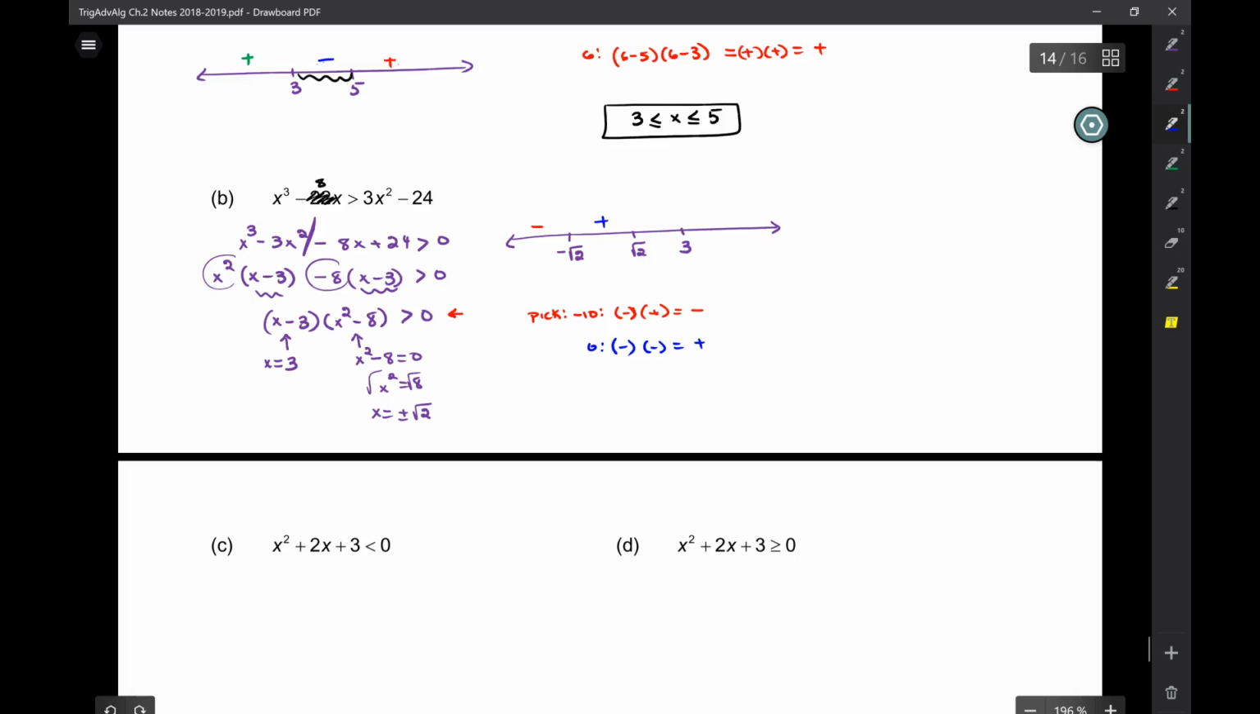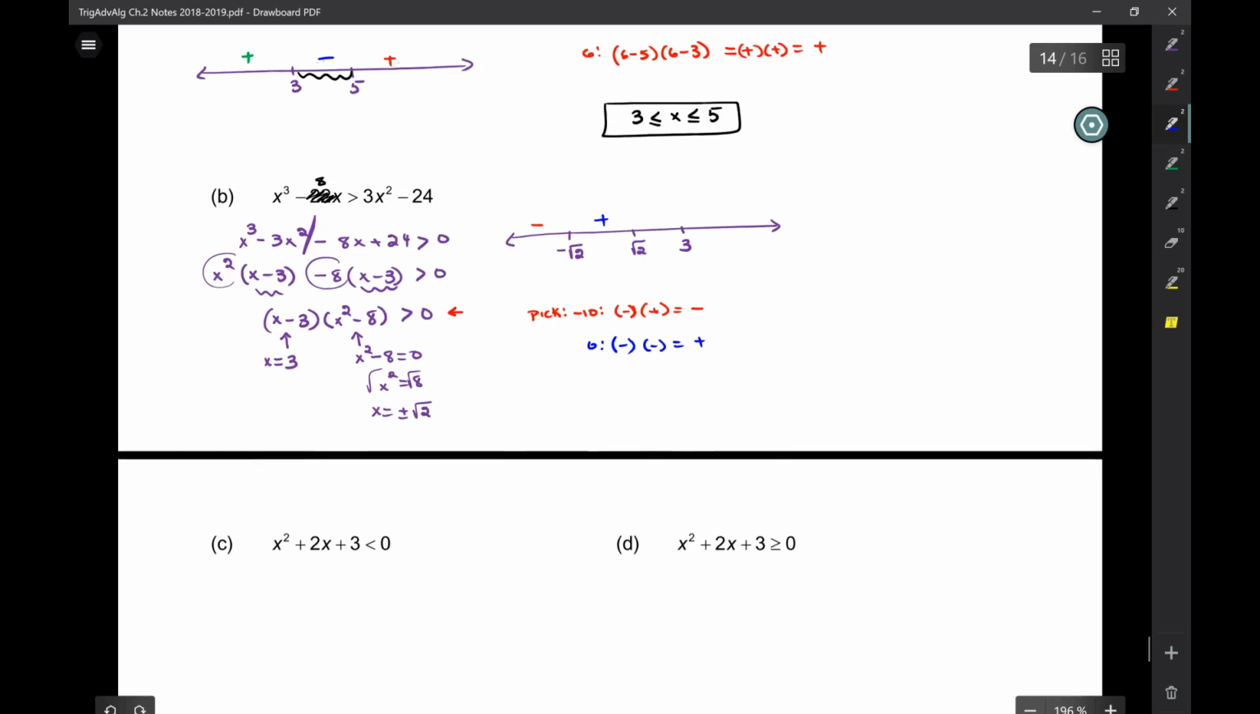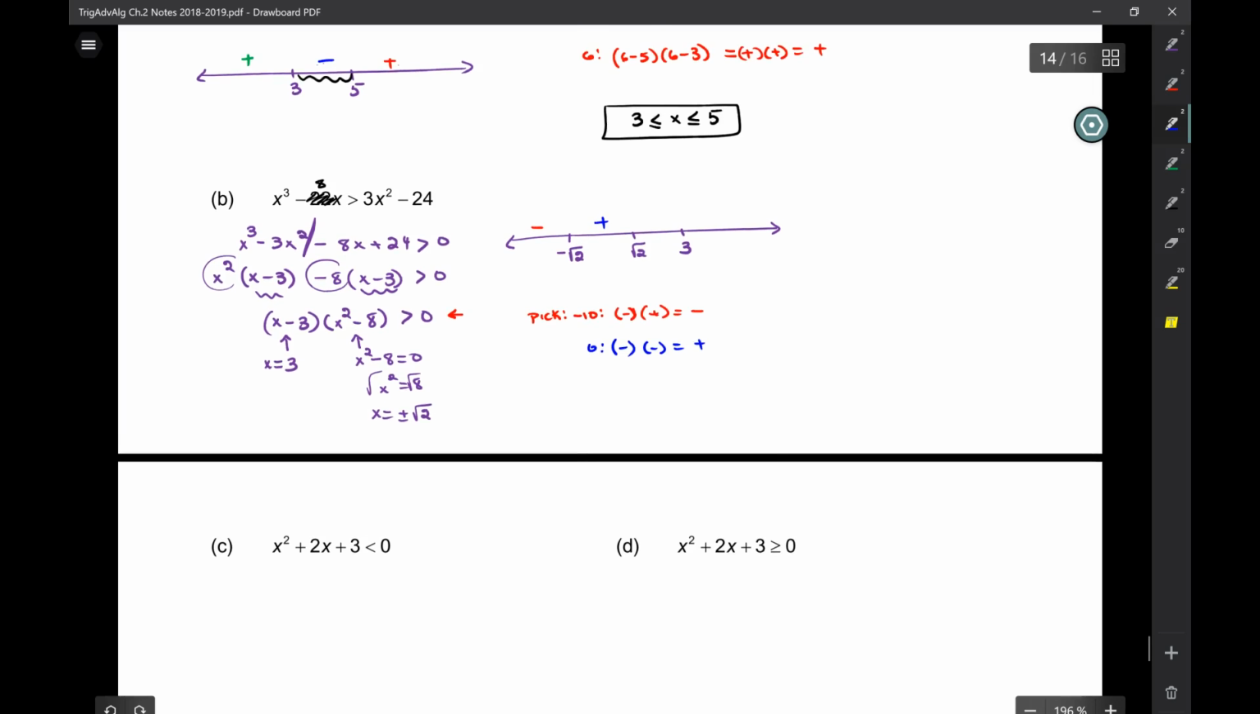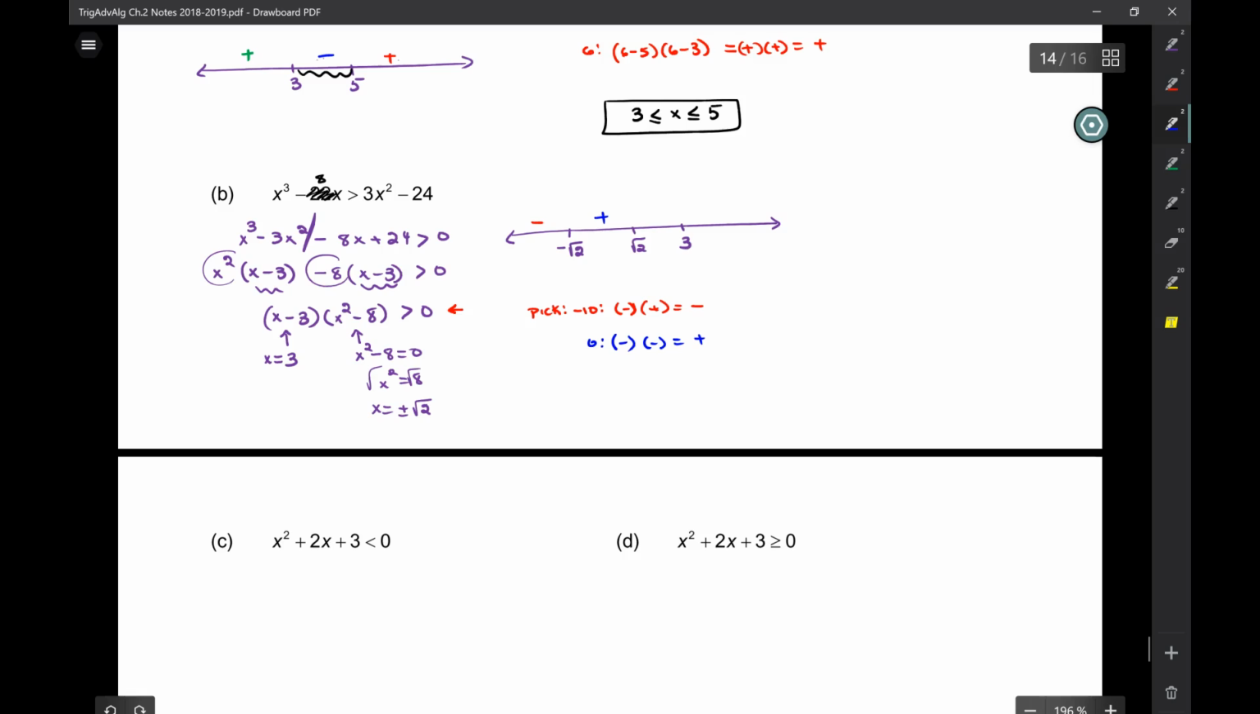Now, we could use a little shortcut here. If we look at where each of these came from, the root 8 came from this parenthesis. Now, the exponent on this parenthesis is a 1 here. That's an odd number. It means at this value, the sign has to alternate. So if it's a plus here, I must get a minus there.